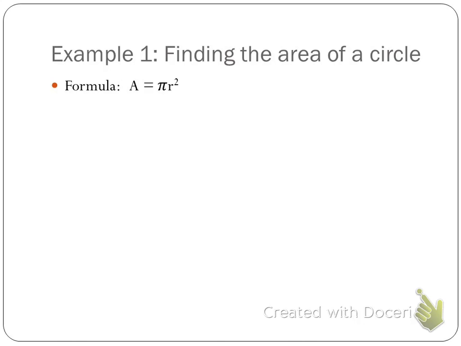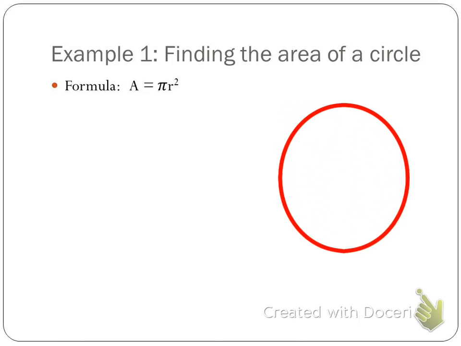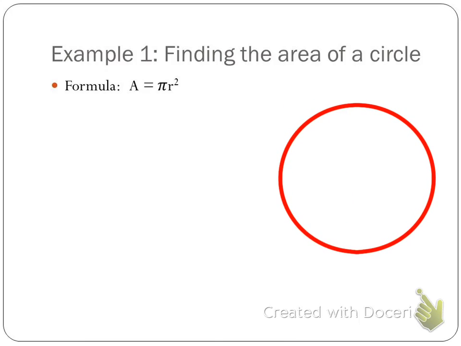All right, in example 1, we're going to find the area of a circle with a radius of 3 inches. Okay, so there's my circle. It has a radius of 3 inches, and notice that the formula to find the area of a circle is A equals pi r squared.